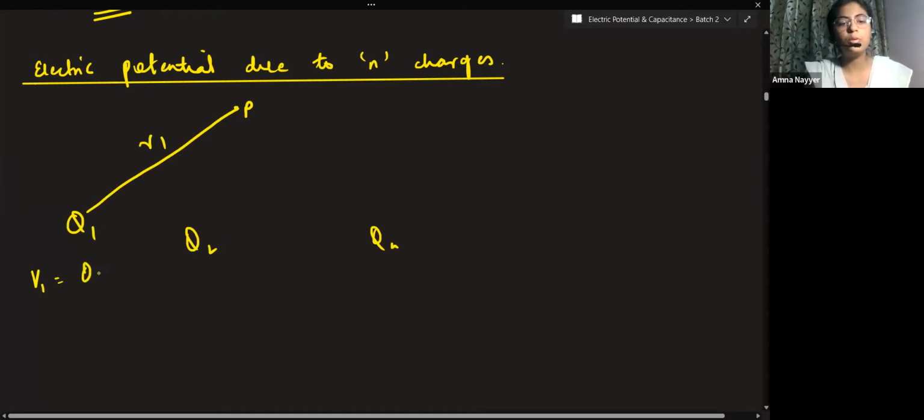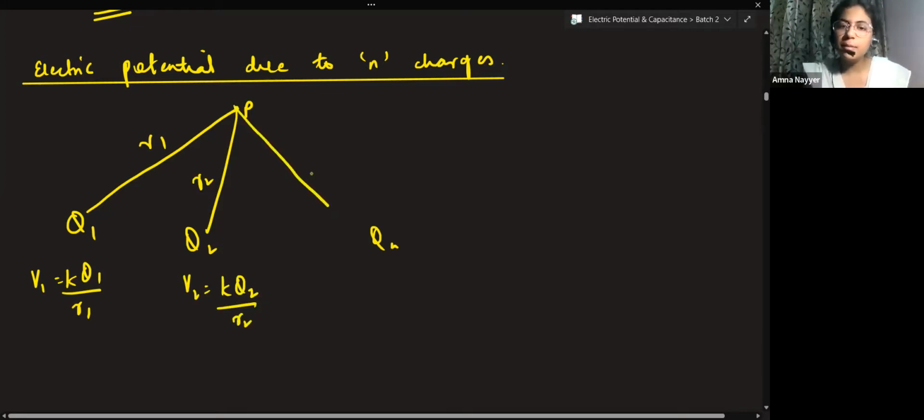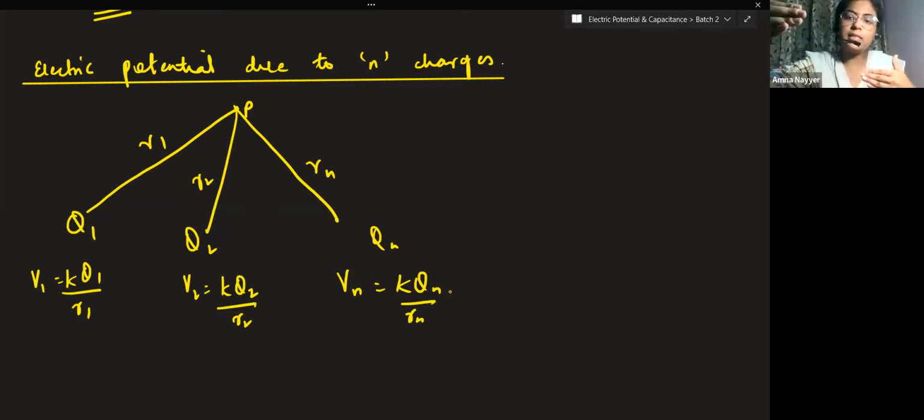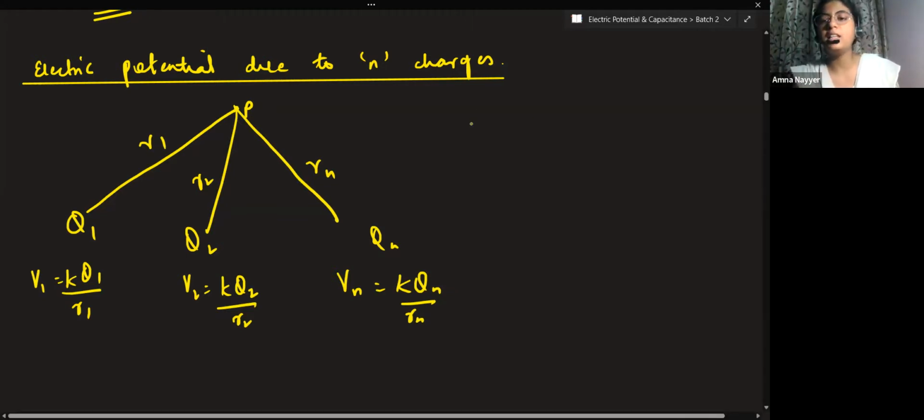V1 will be KQ1 by R1. If this separation is R2, V2 will be KQ2 by R2. If this separation is Rn, Vn will be KQn by Rn. Whatever charge you have, whatever the separation of the charge from the point, take that separation as R. Now you just have to add them algebraically. V net will be what?